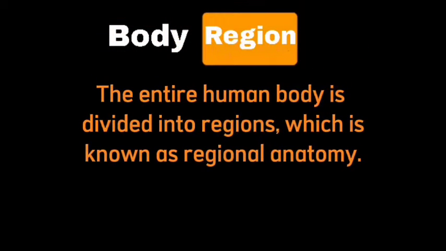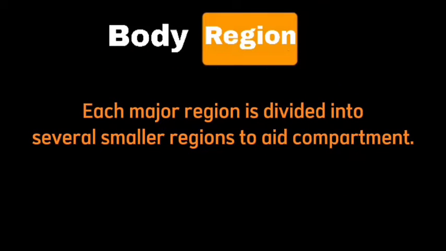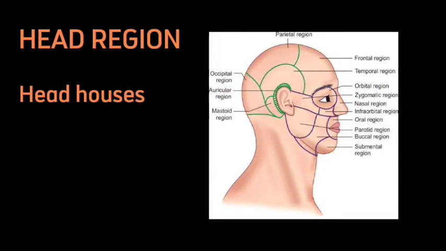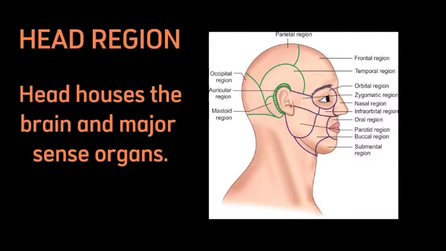The entire human body is divided into regions, which is known as regional anatomy. Each major region is divided into several smaller regions to aid compartmentalization. Head region. The head houses the brain and major sense organs.